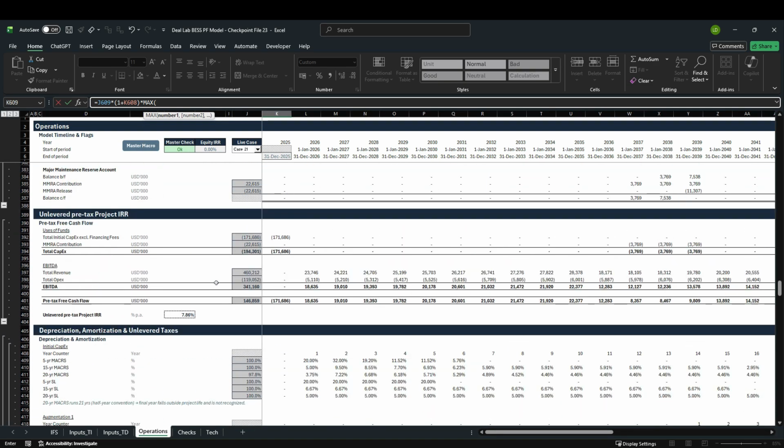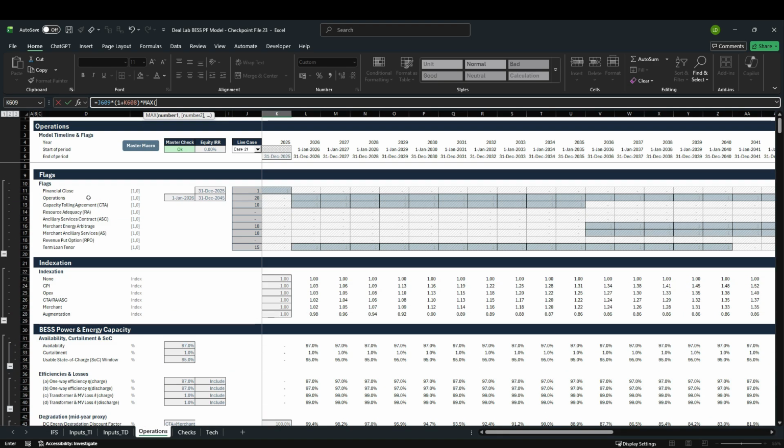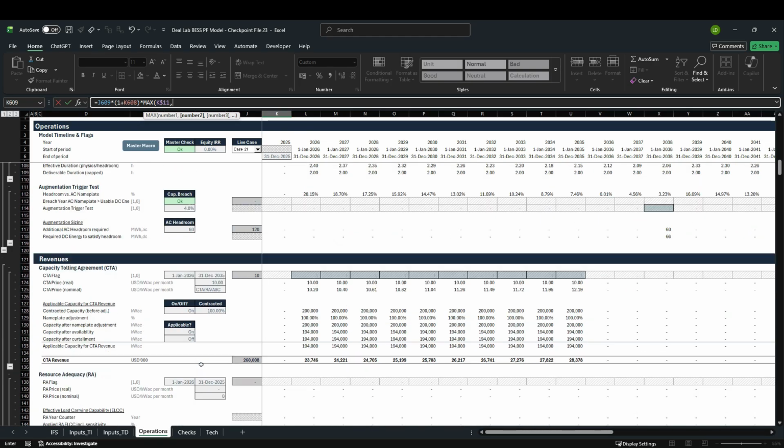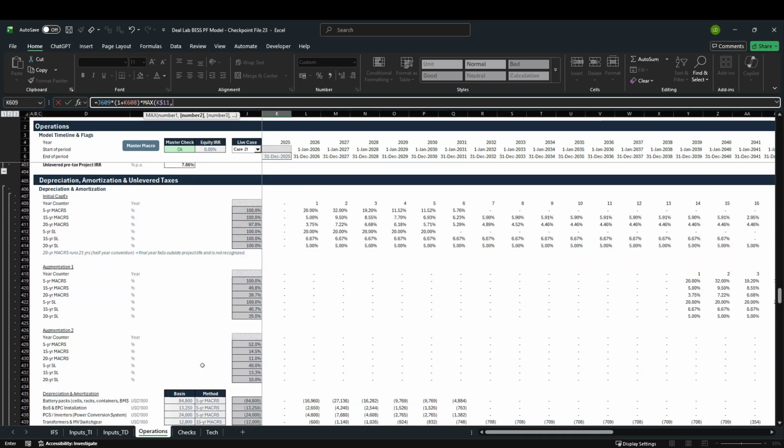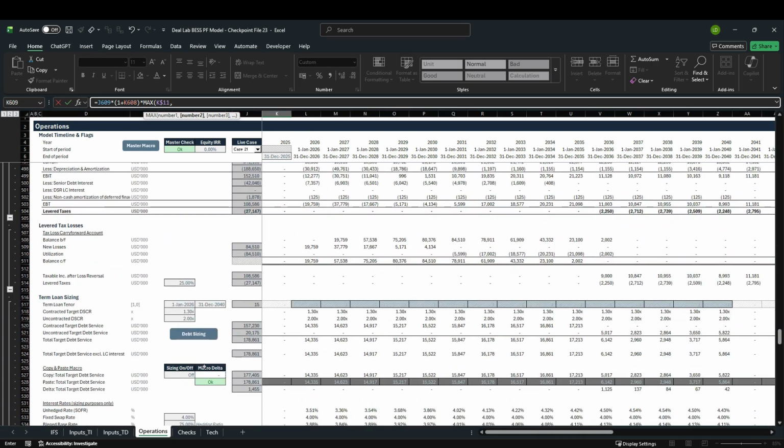of either, let's scroll all the way up, our financial close flag, because we want to make sure that it's actually turned on in our very first period, which is our financial close. Hit F4 2 times. And the second number is our term loan flag. So scroll down to our term loan section, and that is in row 517.